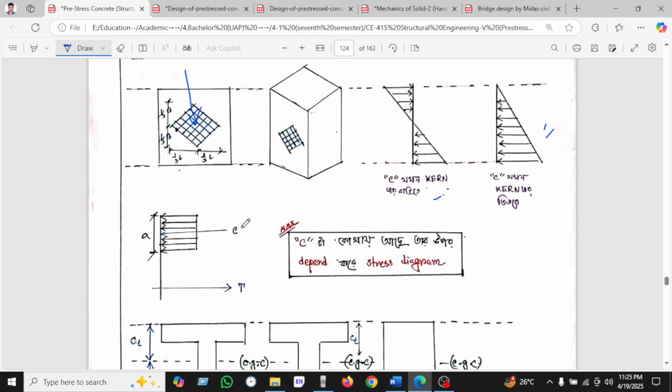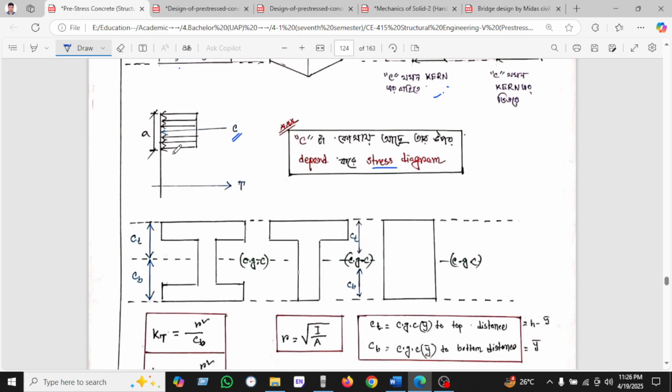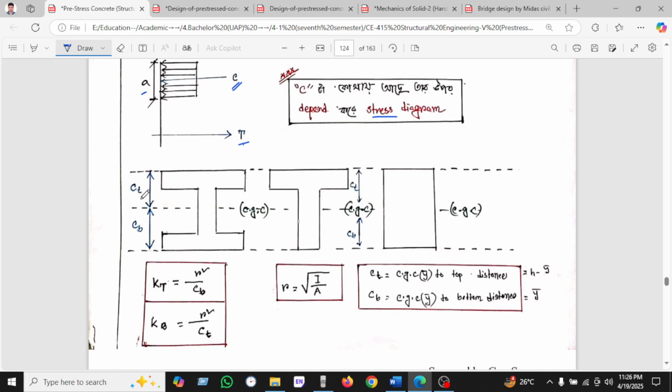What is the C? C is nothing but the compression load. It depends on the stress diagram. So you can see the stress diagram here. The compression block is A and T is here. So you can see T is CT, which is top C and bottom C, and CGS of concrete. We see here a CT of top C and bottom C is here, and CGS is here.